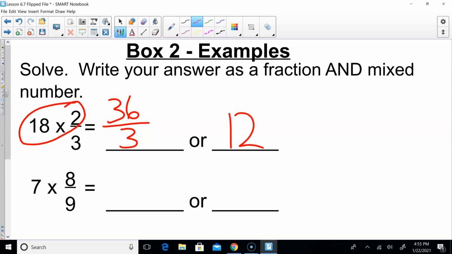Notice there's no fraction because 3 goes into 36 evenly. 3 is a factor of 36. We've talked about factor pairs. And the next one right here, we've got 7 groups of 8/9. So you can draw it out as a model if you want to. By all means, go right ahead.